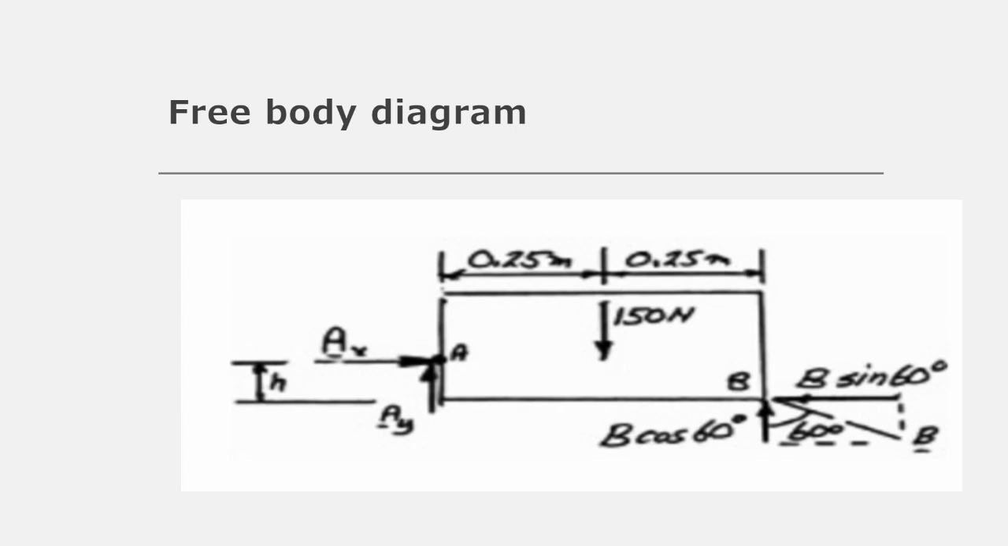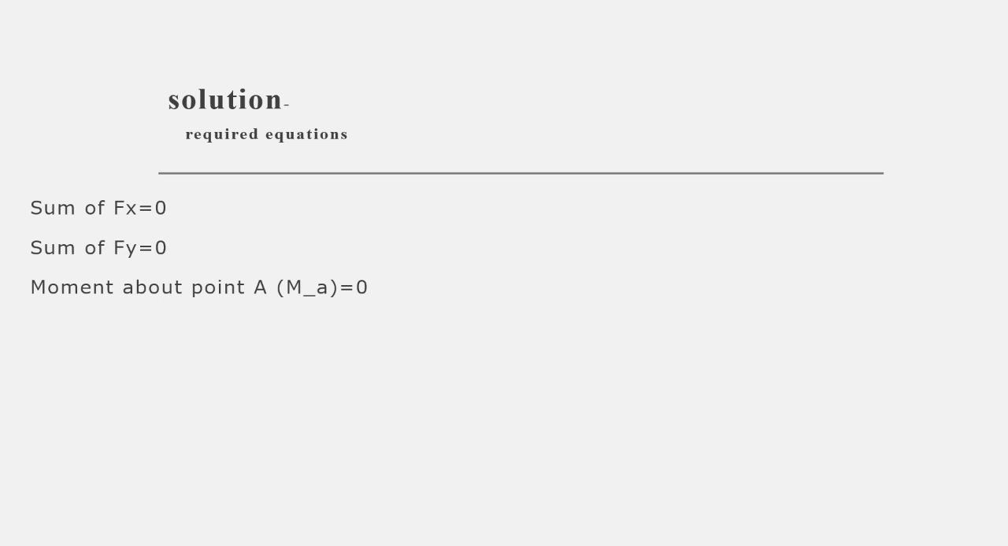Next, what are the equations required to get the reactions? We need the summation of Fx, the summation of Fy, and the moment about point A. Why did I take point A? Because at point A there are two reactions, so they drop out of the moment equation, and it will be very easy for us. By taking B, we would not get those. That is the reason we took the moment about point A.